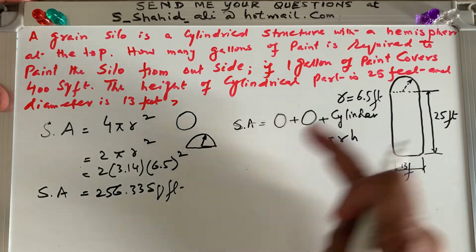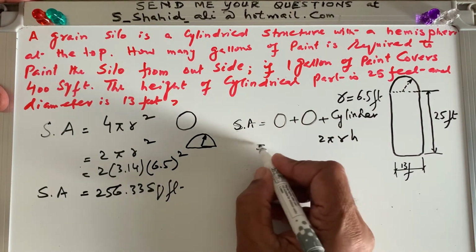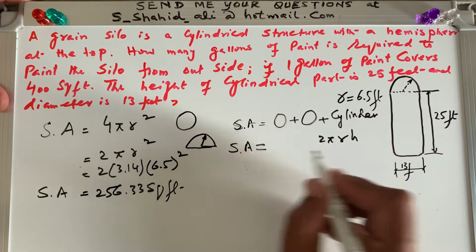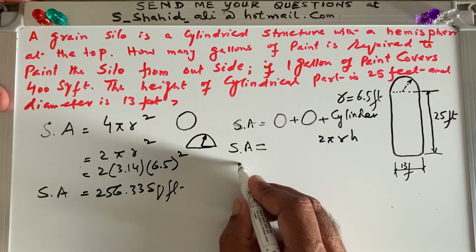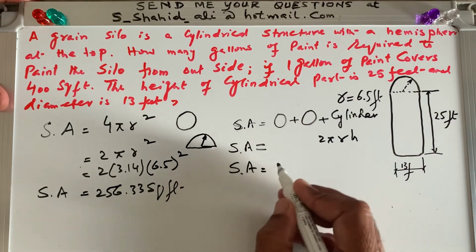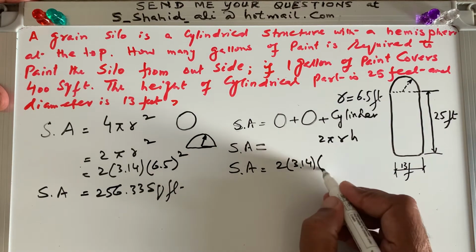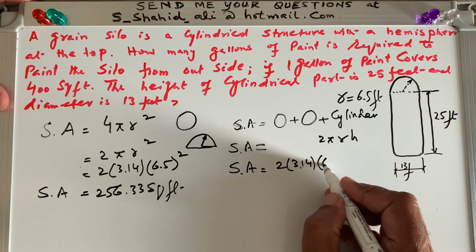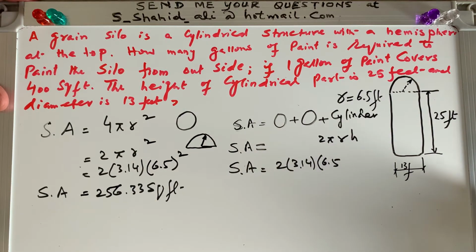On the top, we have the hemisphere, and the bottom is on the ground, so we cannot paint it. So the surface area we calculate in this question is only 2 pi r h. So the surface area is equal to 2 times 3.14 times r, which is 6.5, 2 pi r h, right?